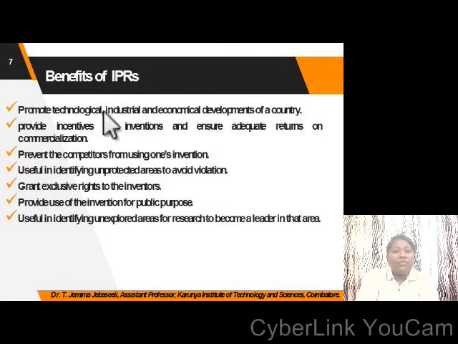What are the benefits of going for IPR or registering in IPR? When we register in IPR, it promotes the technological, industrial, and economic development of a country. So the GDP of a country can improve for a country which has a large number of patents, copyrights, trade secrets, and designs having IPR. When the number of IPRs increases, it improves the economy of the country.